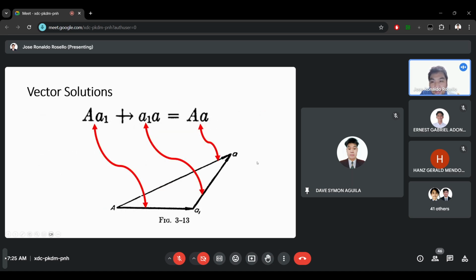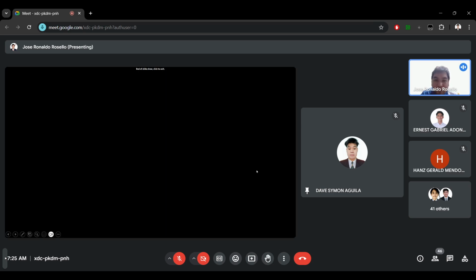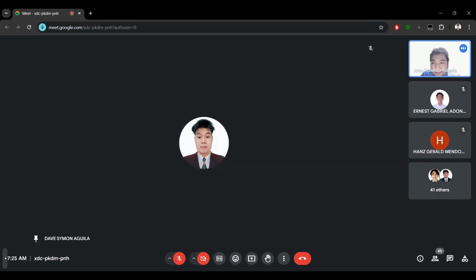And if we will write vector addition in equation form, it's simply writing variables and the plus sign, having an arrowhead at the right. So that is vector operation. Next, we had position analysis.